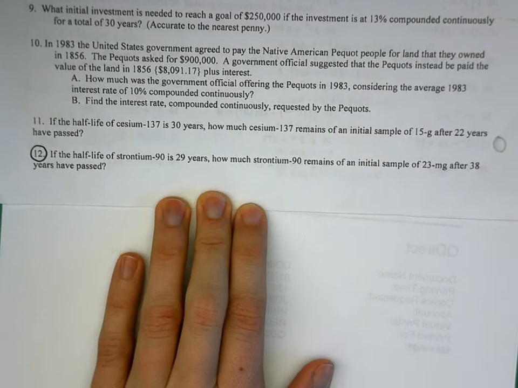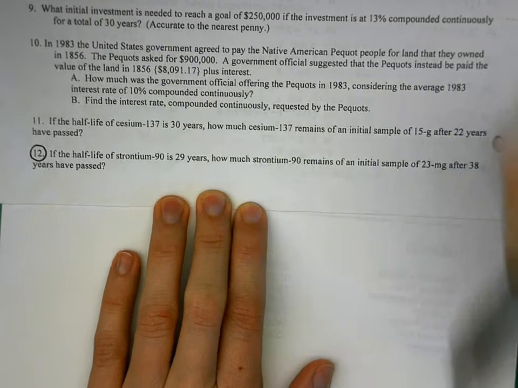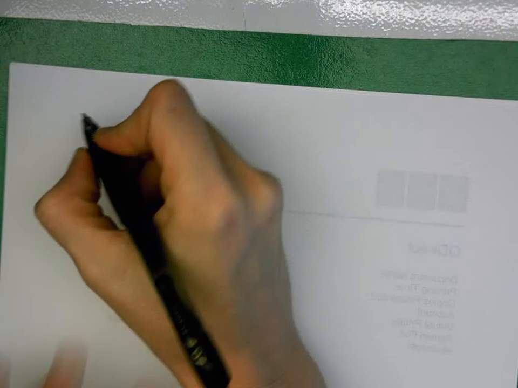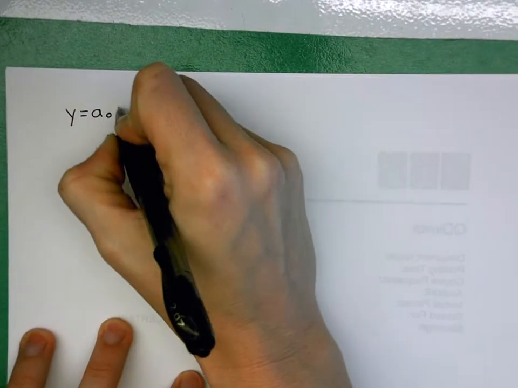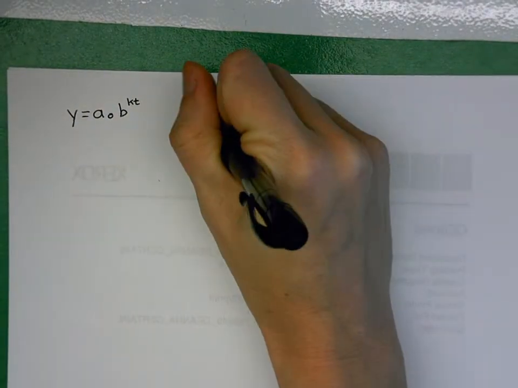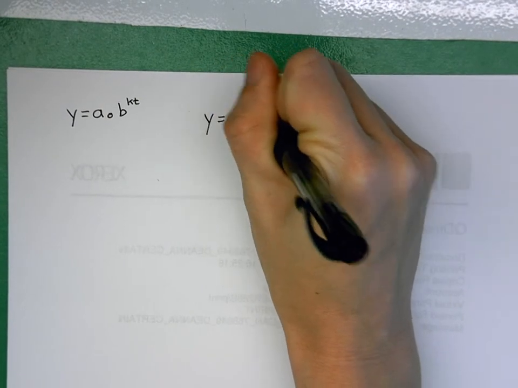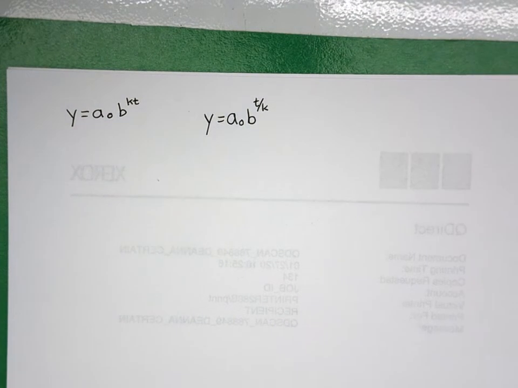Okay, in this lesson we looked at different applications of exponential growth and decay models. And so we looked at this equation, y equals a naught times b to the kt. And we talked about the fact that sometimes with half-life you will also see the equation y equals a naught b to the t over k. And then reference kind of what the connection was between these two equations.